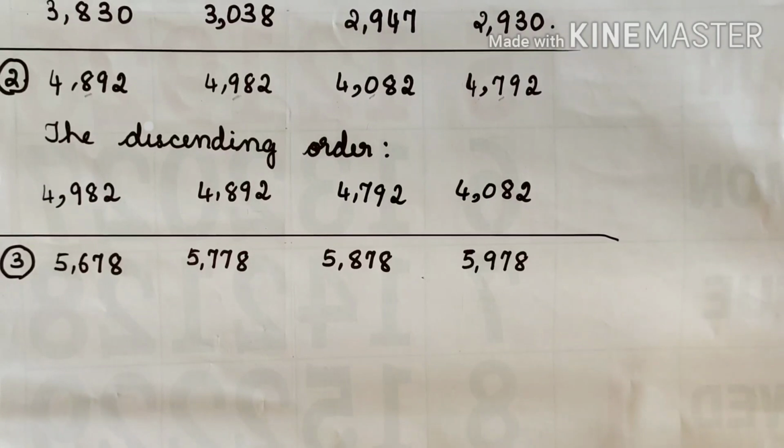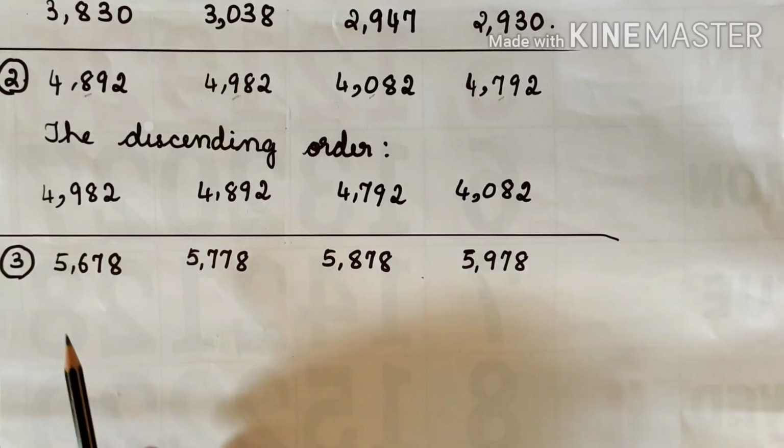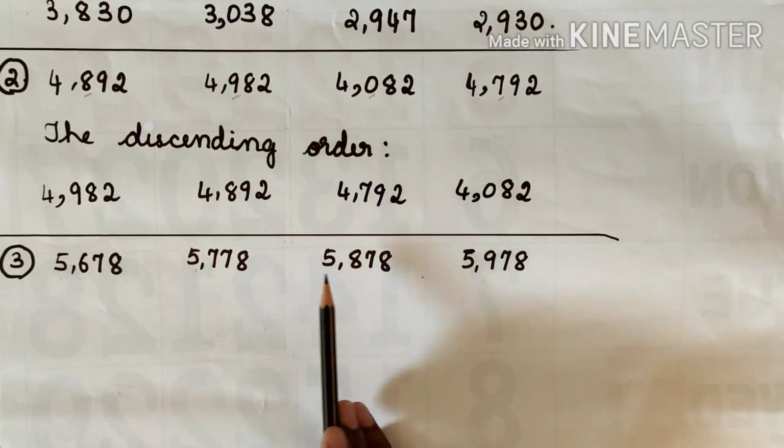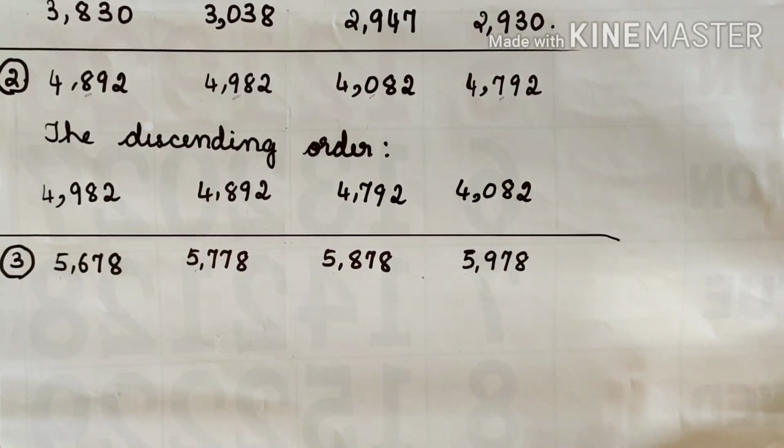5678, 5778, 5878 and 5978. When we read these numbers, we heard 78, 78 in all the four numbers. Means tens and units are same in all the four numbers. But according to the method, we have to compare thousands first. So let us see thousands. 5, 5, 5 and 5. It is equal. So now what shall we do, children?